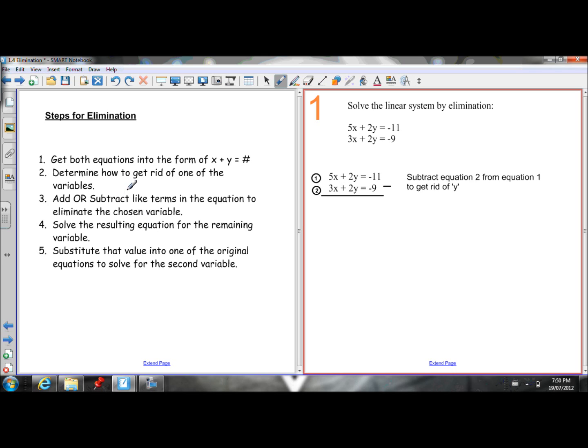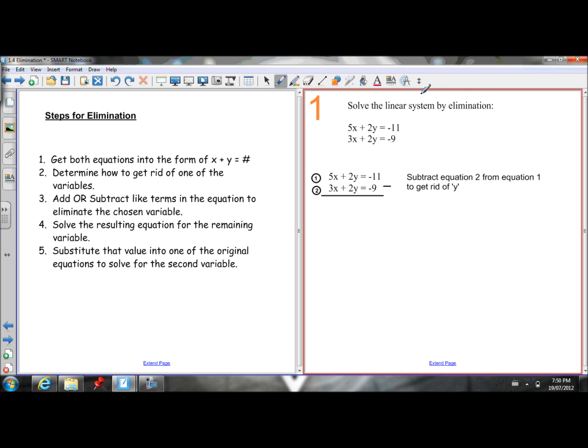So we're either going to add or subtract two equations to try and eliminate one of the variables. We then add or subtract like terms in the equation to eliminate that variable we chose to eliminate. Solve the resulting equation for the remaining variable. Once we've solved for that one variable, we can then substitute that value into either one of the original equations and solve for the second variable. We'll then have the solutions to both the x and y coordinate of the point of intersection. So let's go ahead and see what that looks like.